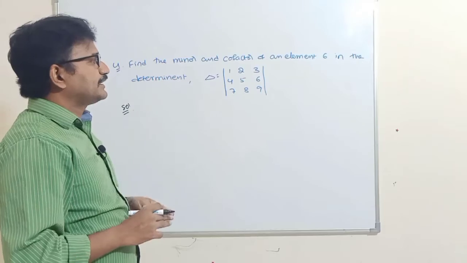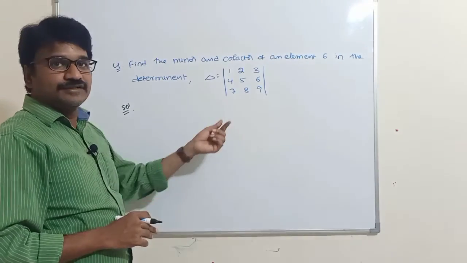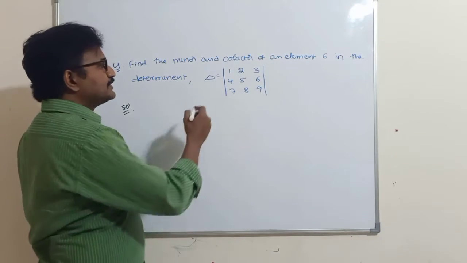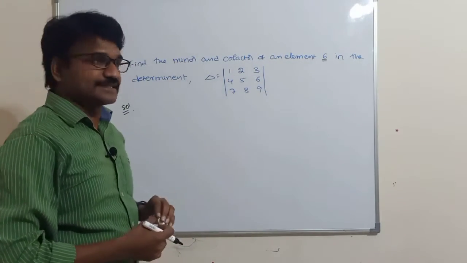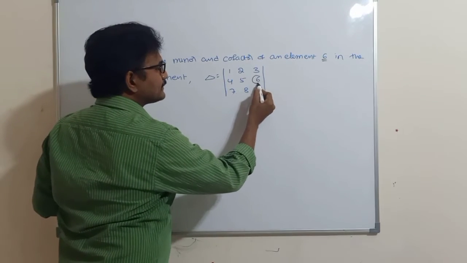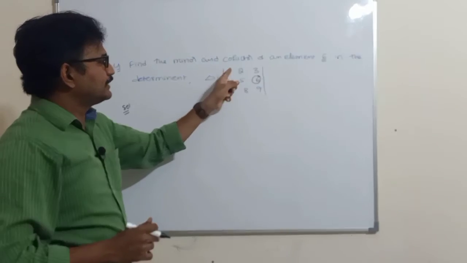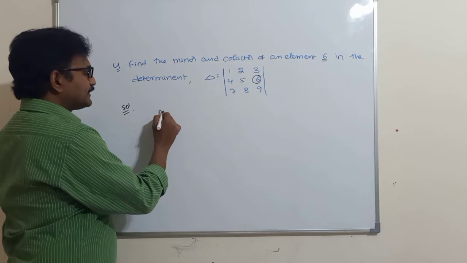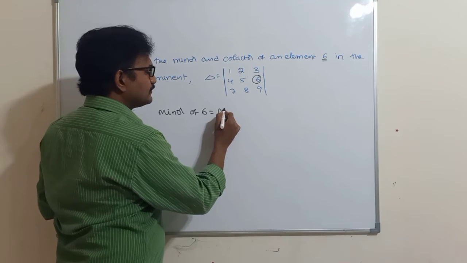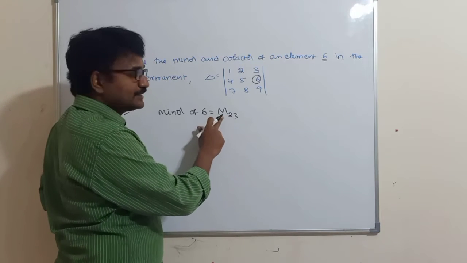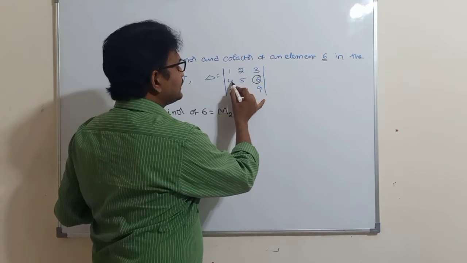Find the minor and cofactor of element 6 in the determinant delta is equal to 1, 2, 3, 4, 5, 6, 7, 8, 9. So we need to find minor and cofactor for element 6. So my element 6 is in second row, third column. Second row and third column. So minor of 6 is equal to M 2, 3, the minor in second row, third column. So how to find it: delete the column and delete the row of 6.